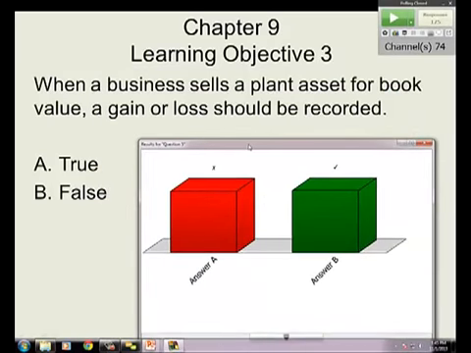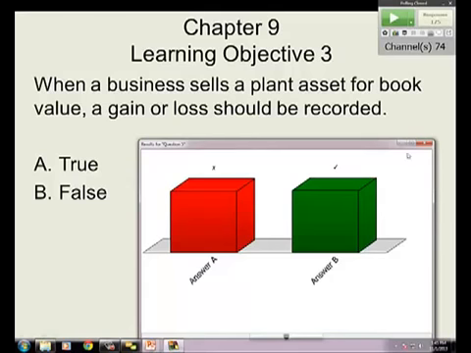Right. Now, I really need to go over this again because we have half the class with the wrong answer. If you really didn't understand it, if I sell this asset for $1,500, what's my gain or loss? Nothing. So if it is sold for book value, you cannot have a gain or loss.